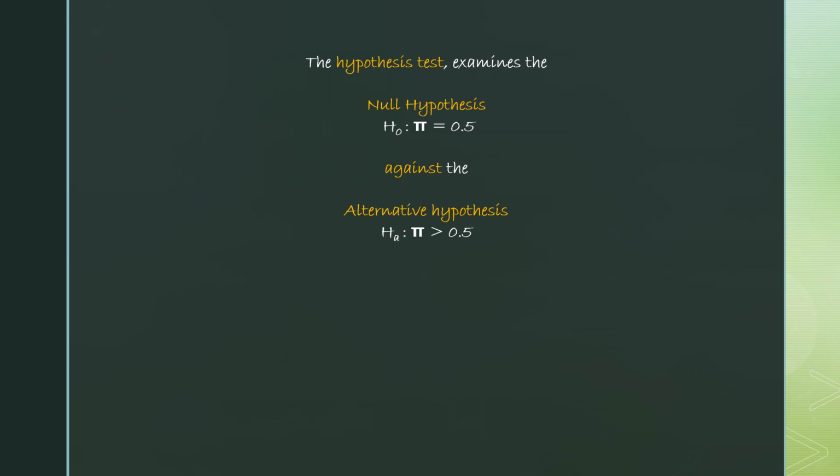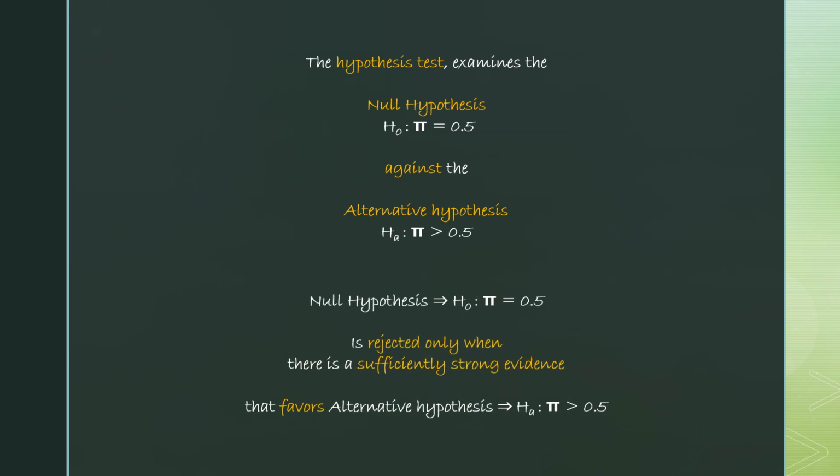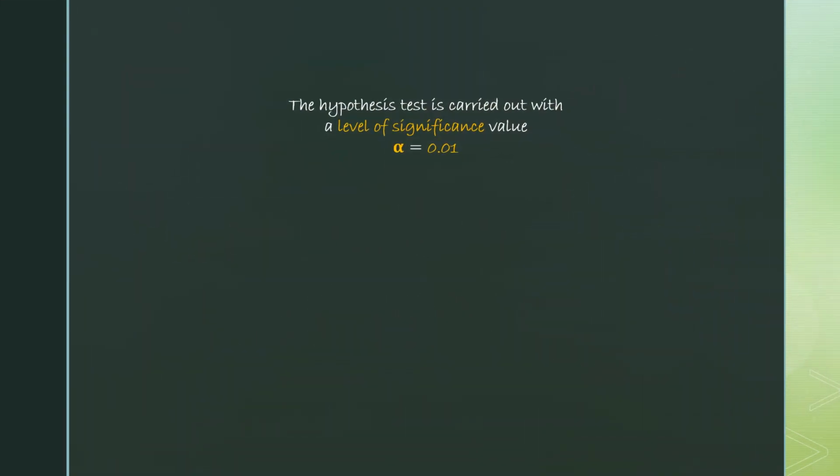The hypothesis test examines the null hypothesis H0, that is pi equals 0.5, against the alternative hypothesis HA, that is pi is greater than 0.5. The null hypothesis H0 is rejected only when there is sufficiently strong evidence that favors the alternative hypothesis HA, that is pi is greater than 0.5. The hypothesis test is carried out with a level of significance value alpha equal to 0.01.